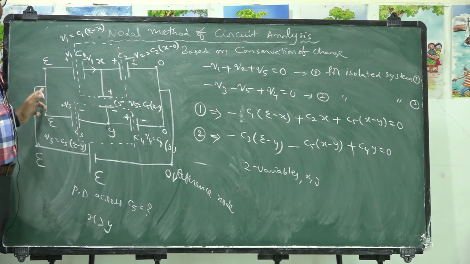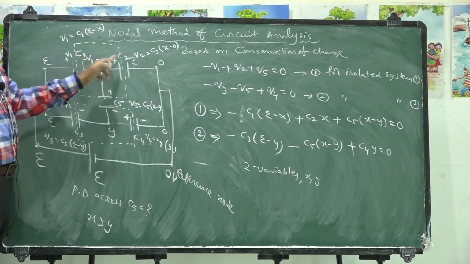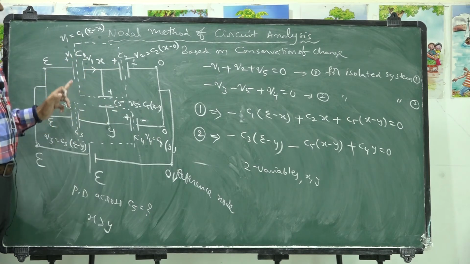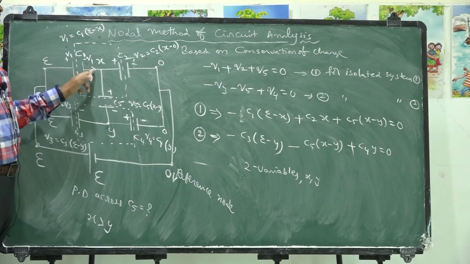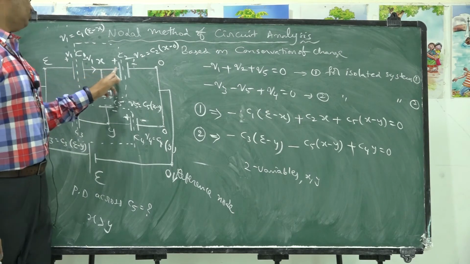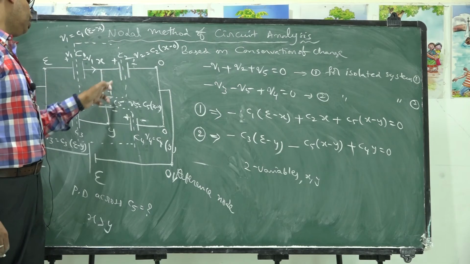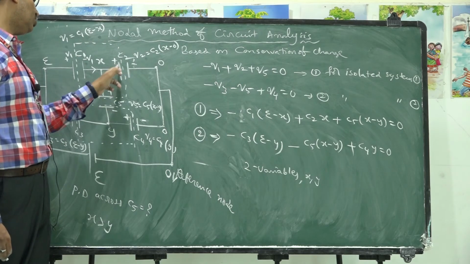Later, I identified the charges available, Q1, Q2, Q3, Q4, Q5, and I assigned the charges. As positive charge is coming here, the same positive charge is coming here. The positive charge is getting divided into this branch and this branch. Therefore, this plate and this plate are getting positive.